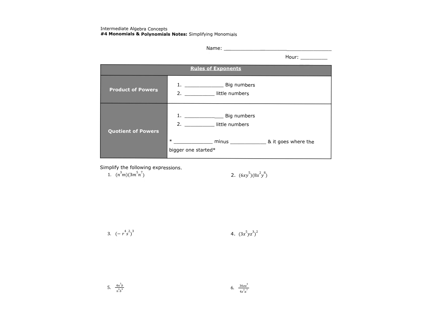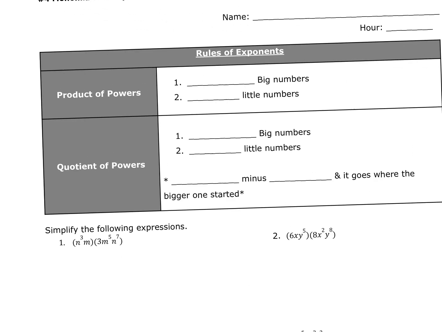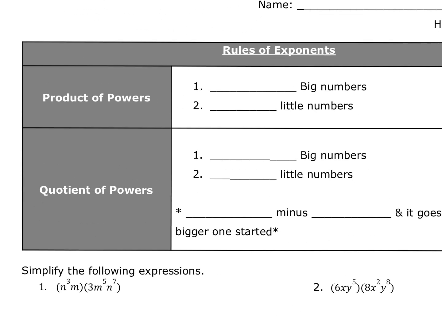The first thing we're going to talk about is product of powers. Product means you need to multiply, and when we're talking about multiplying monomials, we're going to multiply our big numbers, or our big in size numbers. And then you're going to add the little numbers, or the little in size numbers, not in value. Okay? Quotient means divide. So when you do a quotient of powers, you're going to divide the big in size numbers, and you're going to subtract the little ones.